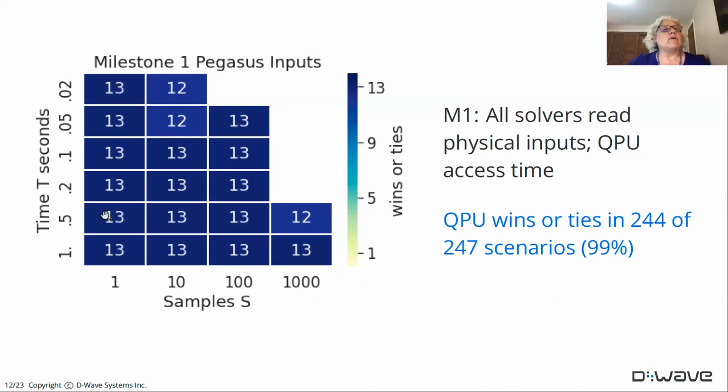For each of these scenarios, there were 13 inputs being tested, and we asked on how many of those inputs did the QPU win or tie with classical solvers. And the answer is nearly all of them, right? In 3 scenarios, there was one input where one of the GPU-based solvers did better. But in most of these cases, 99% of all the individual tests, the QPU is winning.